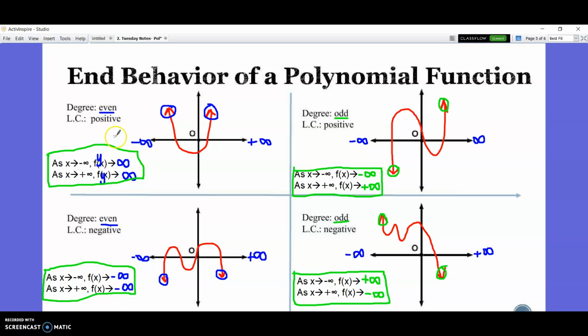So at the end, for both of the even ones, you can see that they're both facing in the same direction. So if it's an even graph, they will either both be positive infinity or both be negative infinity. The first part is always the same. It's just that last infinity that you need to plug in. So even, they're either both positive or both negative. For the odd, it's opposite. Odd positive means that on the positive side, it's positive. For the odd negative one, on the positive side, it's negative.